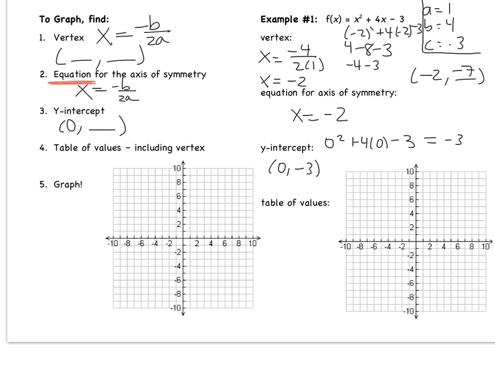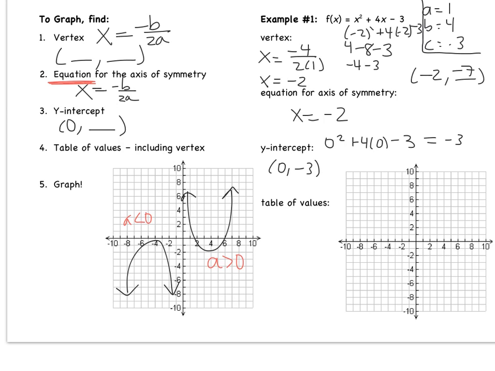Lastly, we're going to graph. So your parabola, if we look to the left, is either going to go up or it's going to go down. Your parabola will go up when a is positive. When a is negative, your parabola is going to go down. So in our example, our a value is 1, it's positive, so our parabola is going to be opening up.